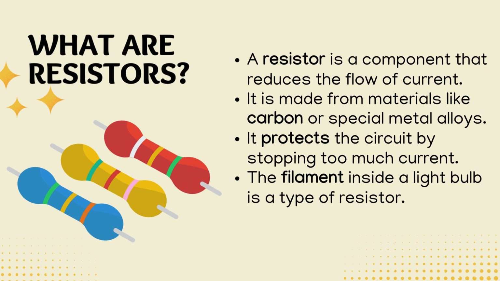A resistor is a part of a circuit that resists or slows down the flow of electricity. This can help prevent damage to other parts. Think of it like a speed bump. It doesn't stop the traffic, it just slows it down. Inside a light bulb, there are thin wires called filaments. These wires heat up and glow when electricity flows through them. That's a type of resistor. So it just makes the electricity slower so that it doesn't damage the other components of the circuit.